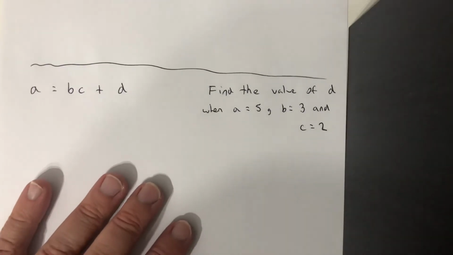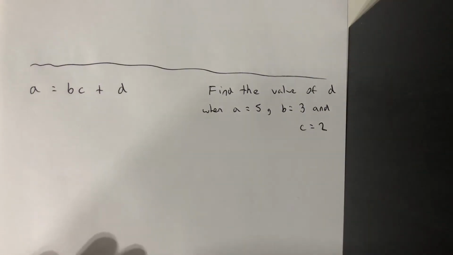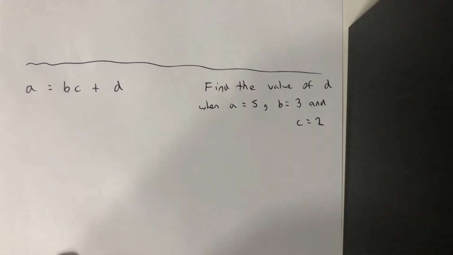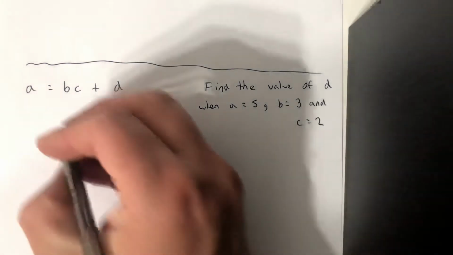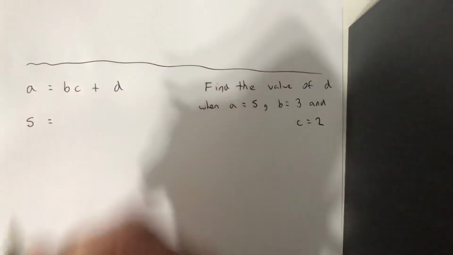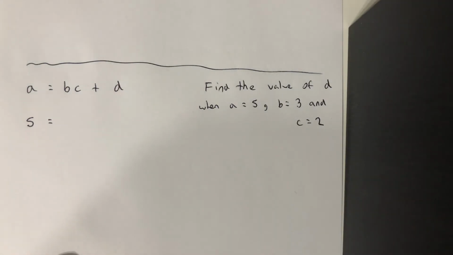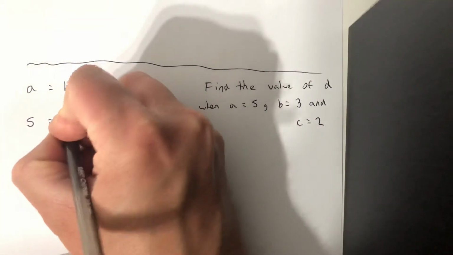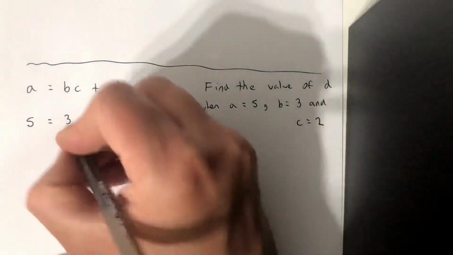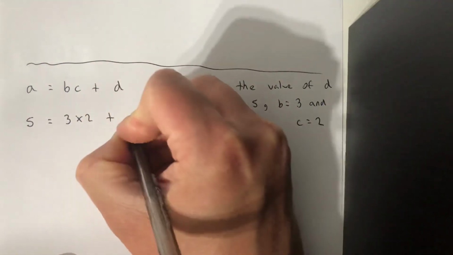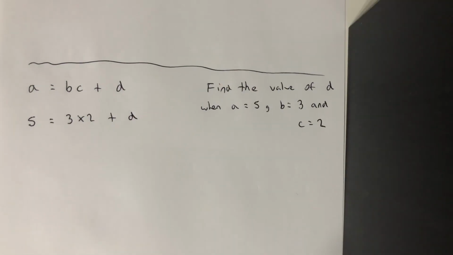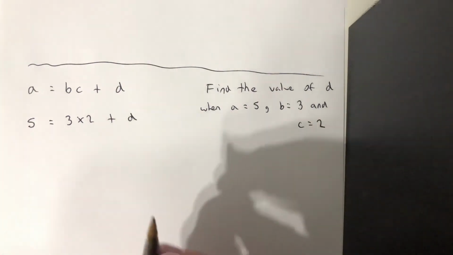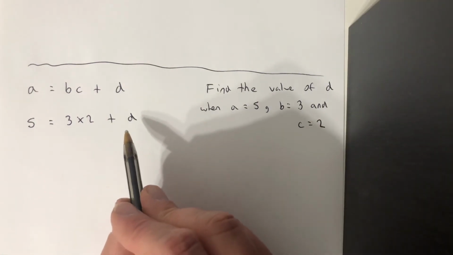And this time we're going to look at the second one, same formula, but this time I'm asking you to find out what D is. So I'm telling you A is 5. If you rewrite the formula, put the 5 where the A was. B was 3, so we'll put 3 there. C was 2, so we'll put times 2, and this time we'll put plus D there. So it's very similar, but what we've ended up with is the unknown letter on the right-hand side.